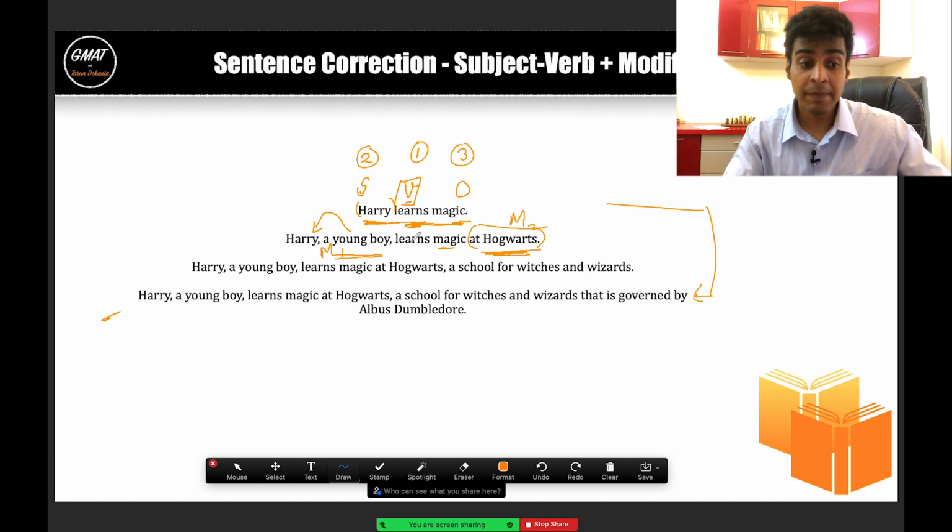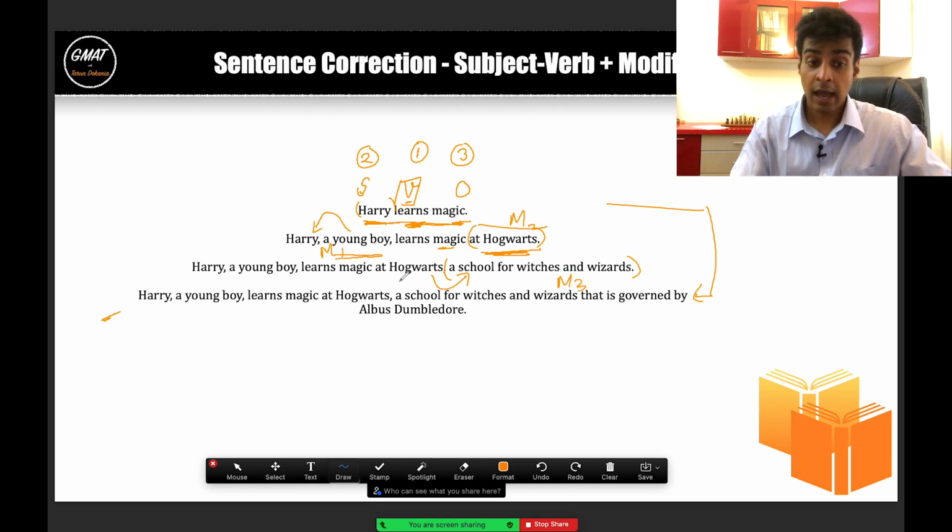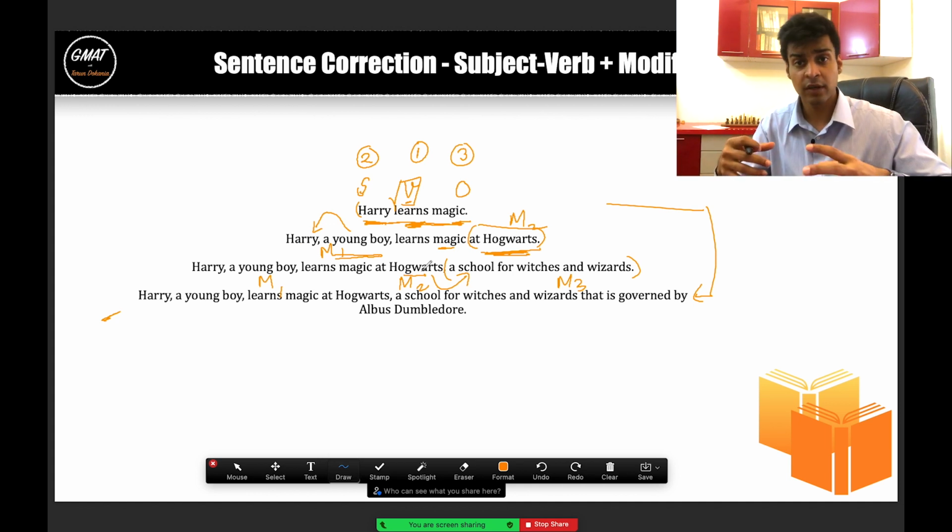Similarly, I could keep adding information here. Harry, a young boy, learns magic at Hogwarts, and then I add more information about Hogwarts here. Hogwarts is a school for witches and wizards. That's another modifier. So now I have 3, and notice how this time I'm describing something that has come within a modifier. Meaning, I don't just have to bring additional information about subject, verb, object. I can bring in more information about a modifier as well.